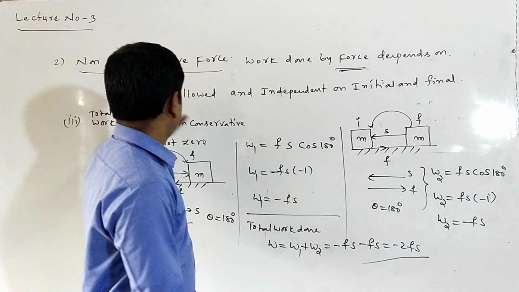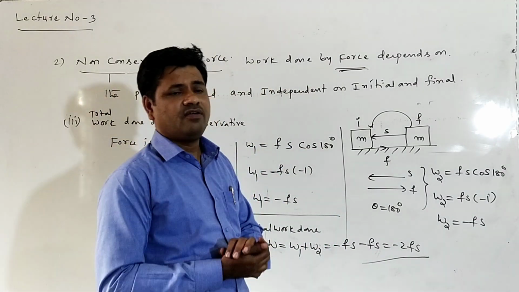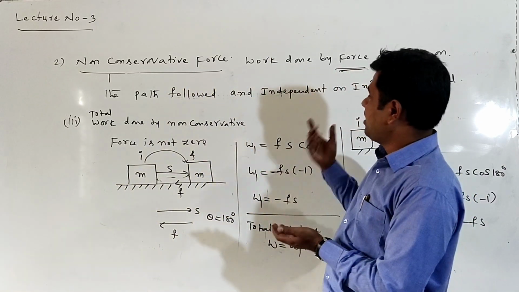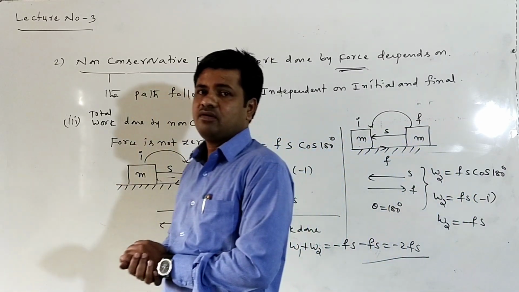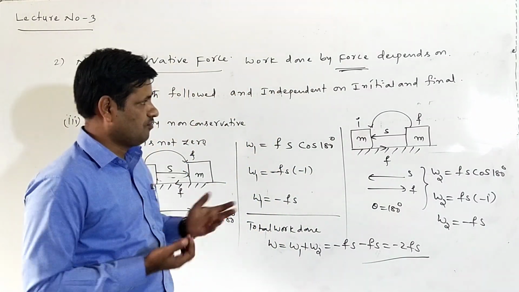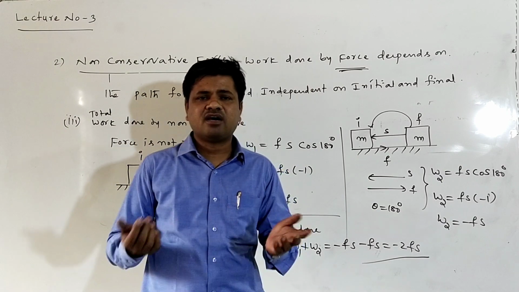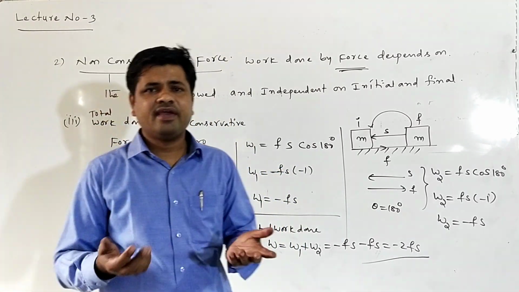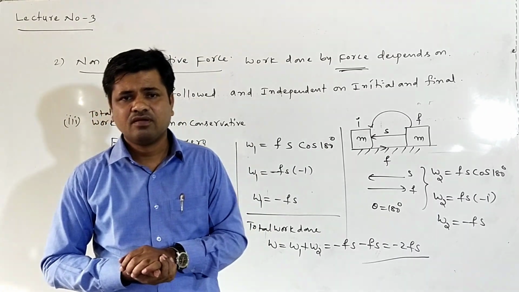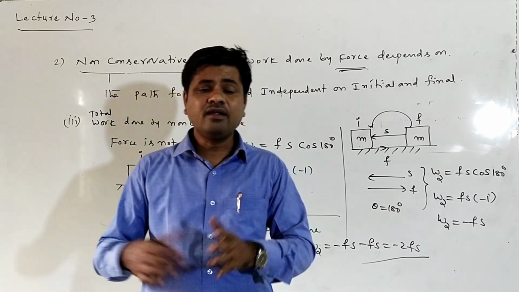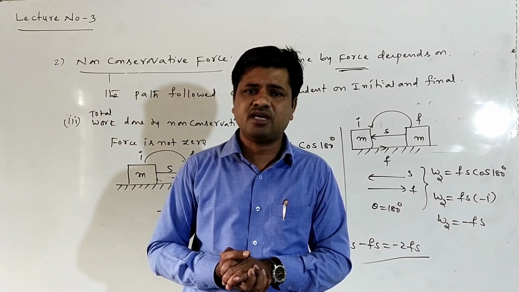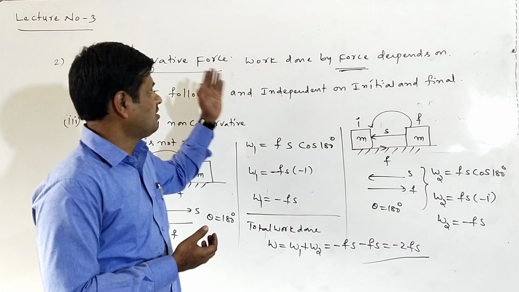Next, another one is the non-conservative force. A non-conservative force means the work done depends on the path followed, not only on the initial and final positions. That force is called a non-conservative force. Examples of non-conservative force are frictional force, viscous force, and air resistance, the force acting due to air. These are the examples. Here the work done by the force is not stored in the form of potential energy, because it depends upon the path followed.